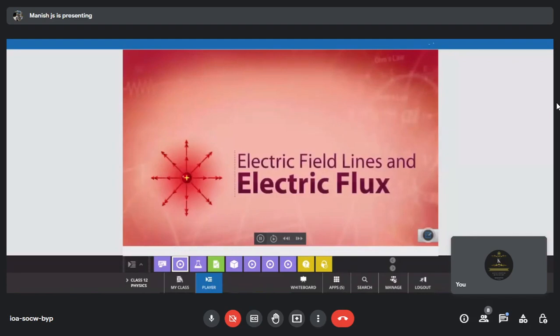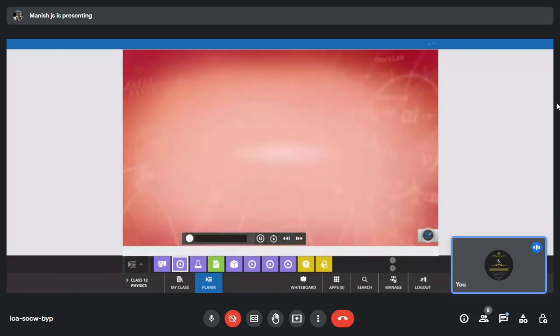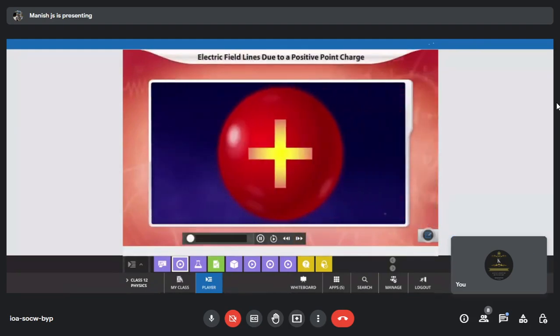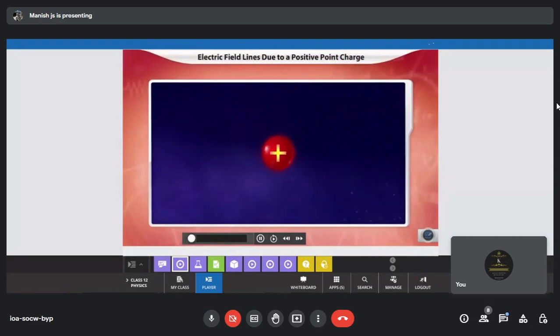Electric field lines and electric flux. So now we are seeing electric field lines, and what is meant by electric flux we'll be seeing. We know that a charge produces an electric field around itself.